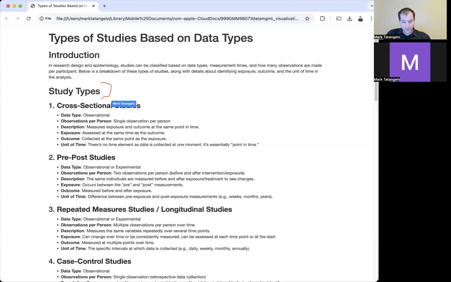So first we have cross-sectional studies, which are observational. We have observations per person, so a single type of observation per person. And the measures and exposures and outcome are at the same point in time. The exposure is assessed at the same time as the outcome, and the outcome is collected at the same time with the exposure. So for cross-sectional studies, it's a point in time.